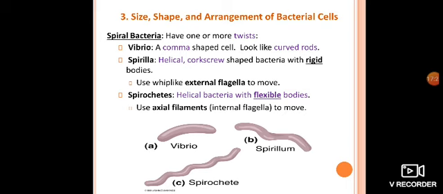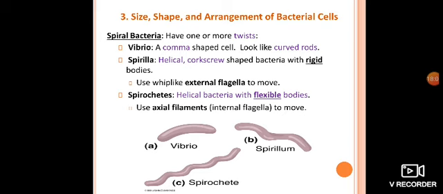Now the third class of spiral bacteria is called the spirochete. Spirochetes are helical bacteria with a flexible body. First we observed that spirillum or spirilla have a structure, but they have difficulty with movement. But here the spirochetes are helical bacteria with a flexible body.